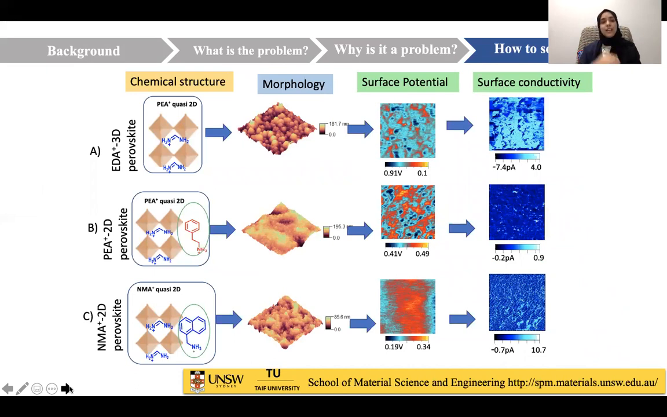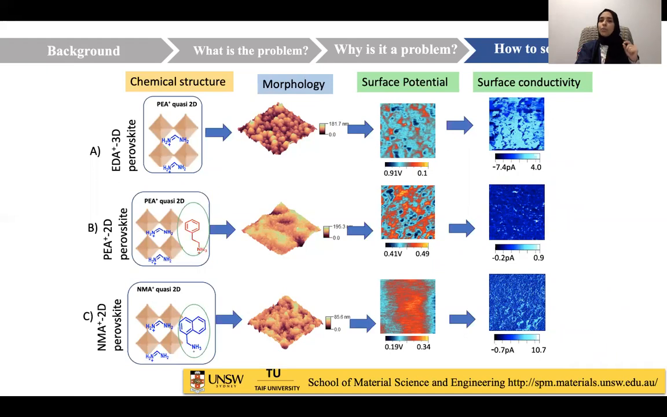We have three samples. They differ in chemical composition. Let's see how the chemical composition will affect the topography or the morphology. It can be clearly seen that the presence of the organic cation spacer in samples B and C led to a decrease in the grain size.